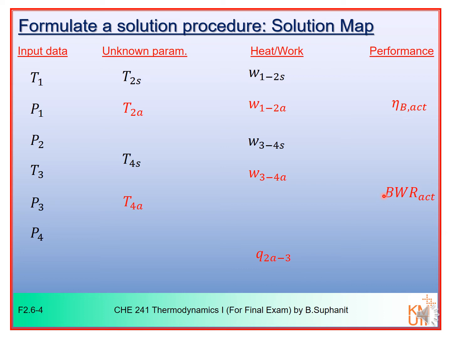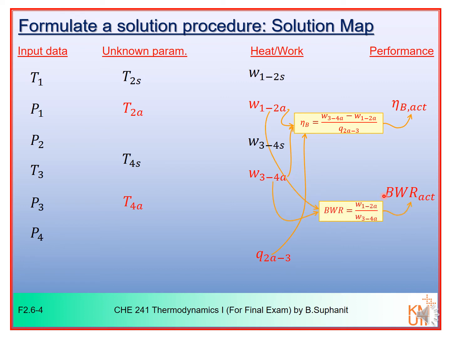Next, we start to establish relevant relationships between variables, starting from the parameters in the outer layer, which are the performance indicators. The Brayton efficiency could be determined from the definition of what we get over what we give, which is the net work output divided by the heat input. Here we have the equation as shown in the first yellow box. The back work ratio can be determined from the definition of work input divided by work output. That would be W12A divided by W34A. We can now move on to the next layer to determine the heat and work variables.